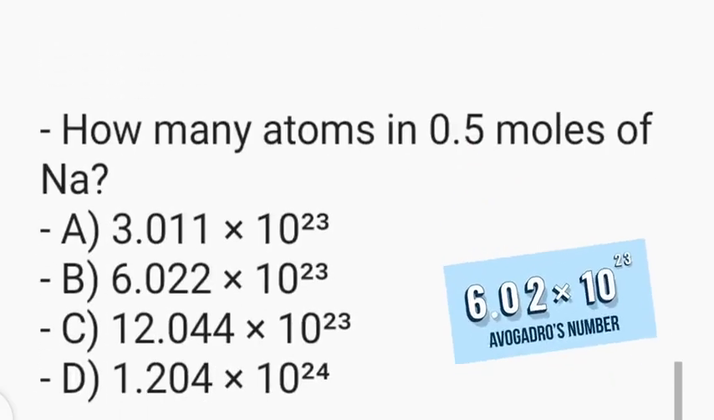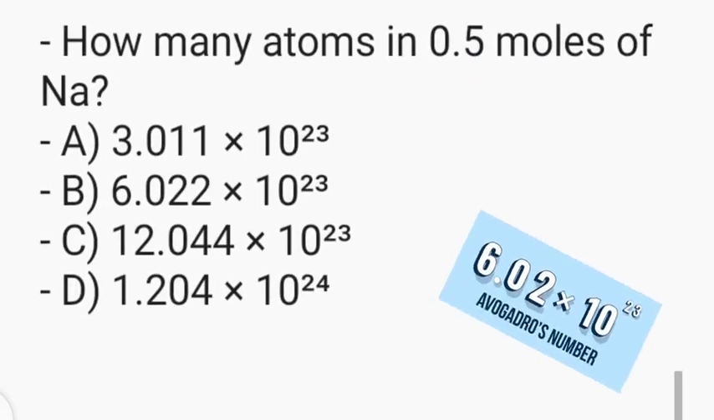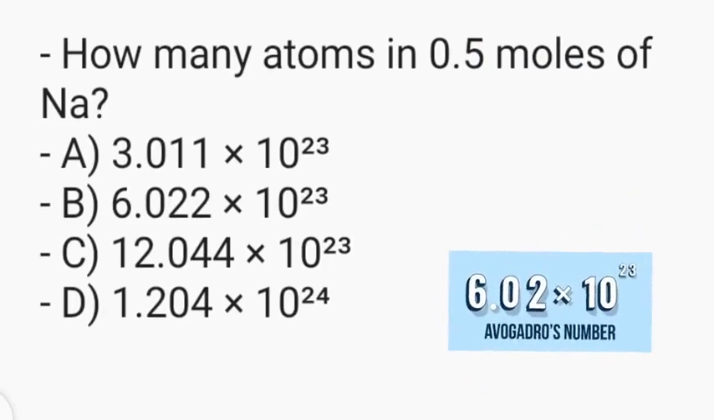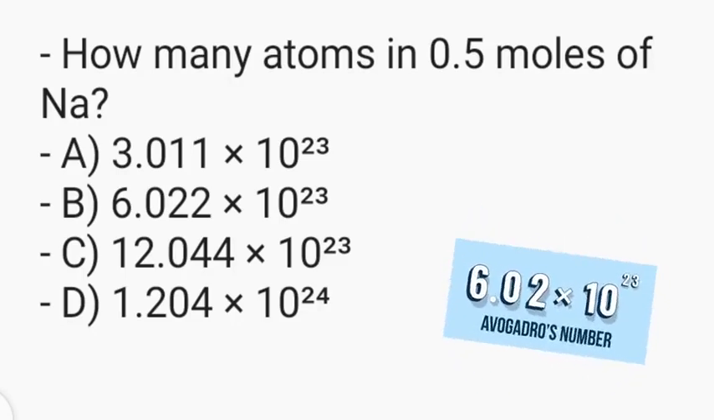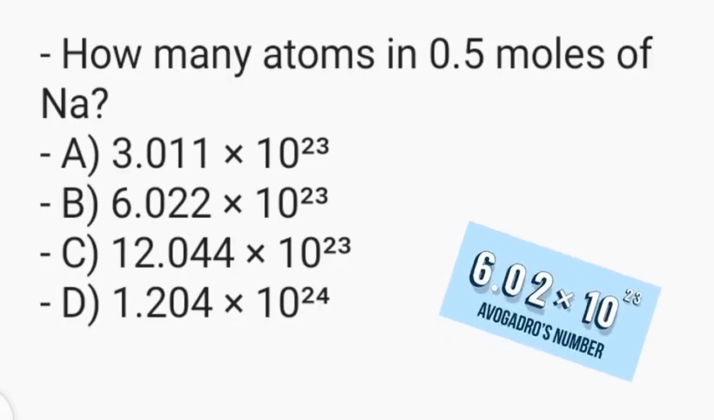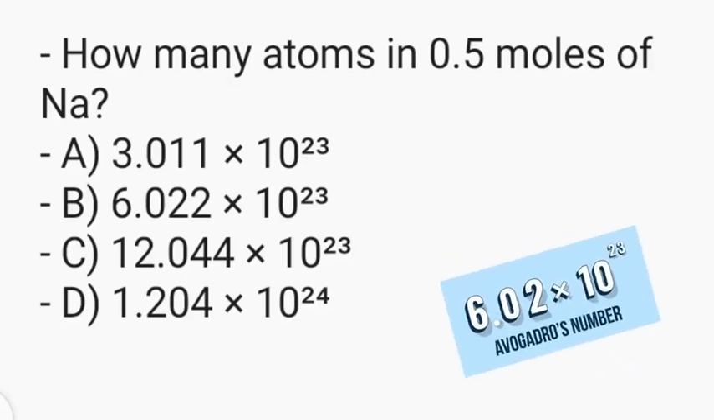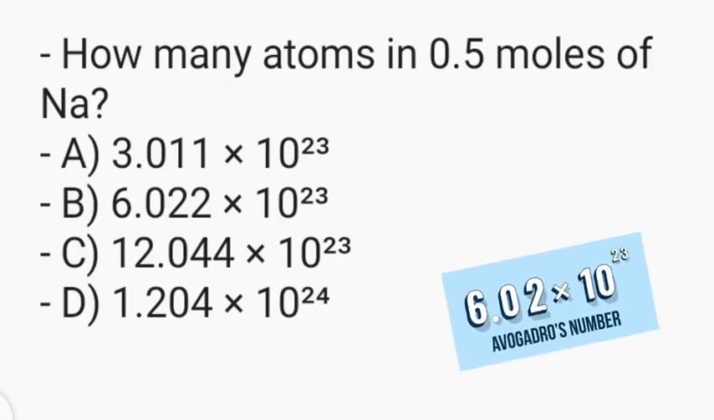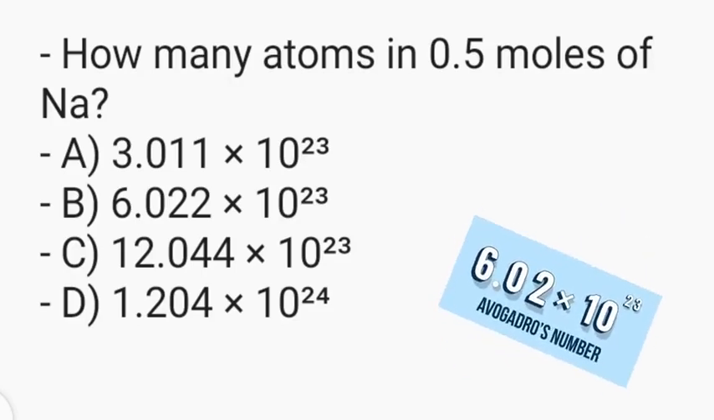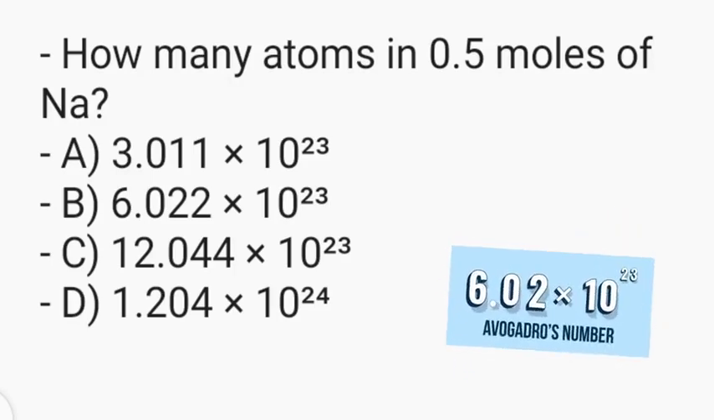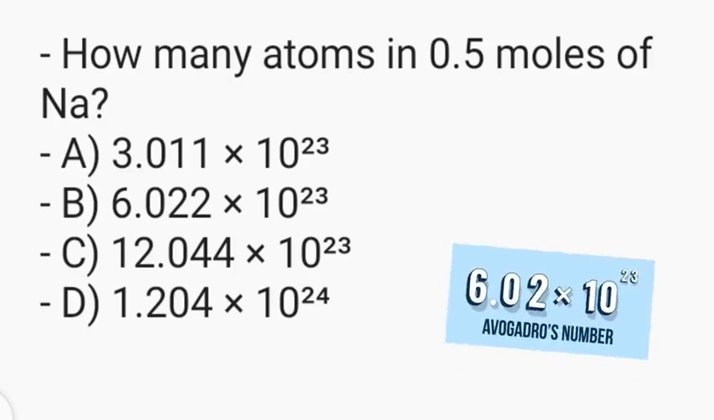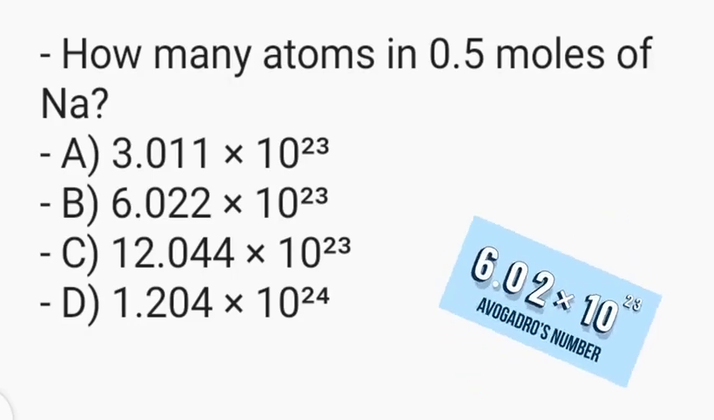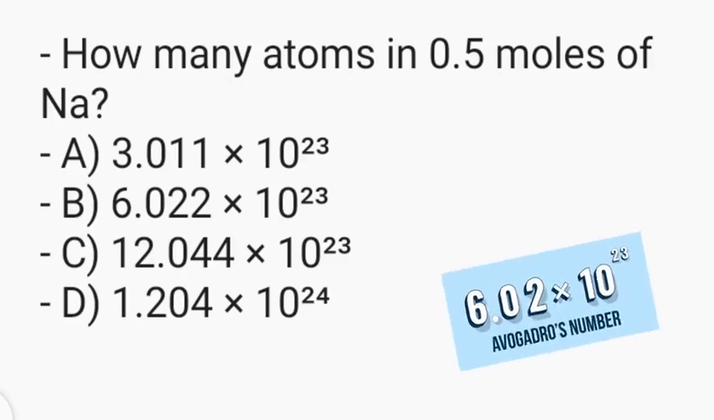Then see this one, which is an example of a common JAMB or WAEC question: how many atoms are in 0.5 moles of sodium? Since 1 mole equals 6.02 times 10 to the power 23, what's the answer for this one? You just divide by 2, and you have 3.011 times 10 to the power 23. We are not calculating anything. We are just applying Avogadro's number to determine how many atoms, molecules, or particles are inside 0.5 mole, and that is half of 6.02 times 10 to the power 23.